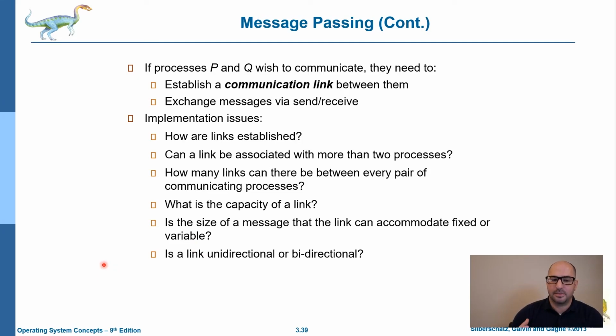Then the other concept is whether or not that link is bidirectional, meaning if two processes establish a link, can they send and receive, or can they only send, or can they only receive? So unidirectional means that if P and Q establish a communication link, P can only send to Q and Q can only receive from P. In a bidirectional link, P could send and receive from Q and Q could send and receive from P.